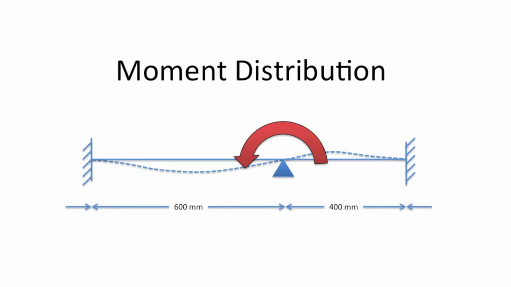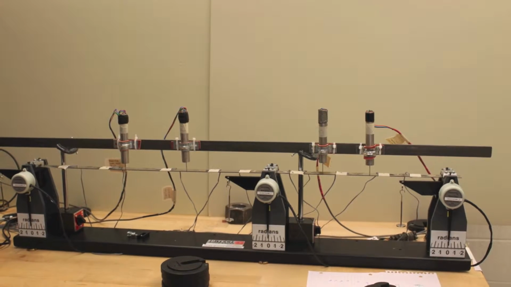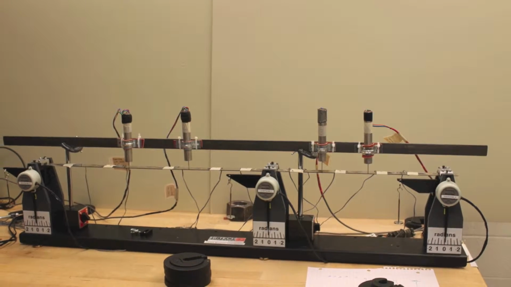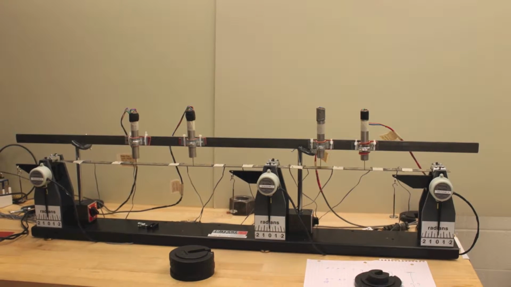Moment distribution. This demonstration will show how an applied moment at the center span of a two-span continuous beam is shared by the two spans according to their stiffnesses. We will first examine the theory behind moment distribution and then continue on to a physical example complete with strain, deflection, and rotation measurements, which will allow us to compare expected and actual results.